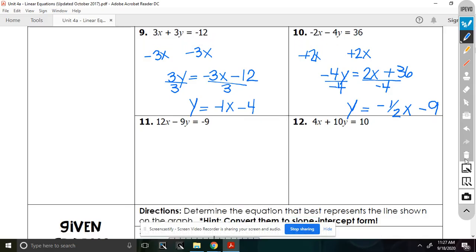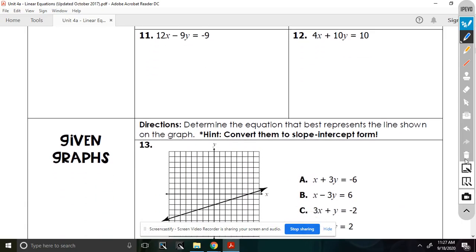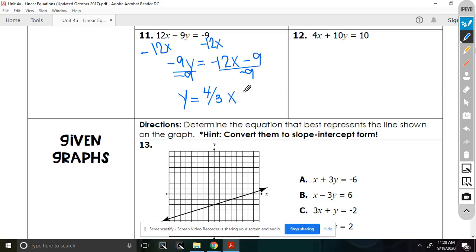All right, 11 and 12. Go ahead and get started by doing number 11. We're going to get rid of the 12x by subtracting 12x from both sides. And I'm left with negative 9y is equal to negative 12x minus 9. Divide everything by negative 9. So y is going to equal, I know a negative and a negative give me positive, 12 divided by 9. It doesn't go in evenly, but it does simplify. I can divide everything by 3, and I get 4 over 3x. Negative 9 divided by negative 9 is plus 1.